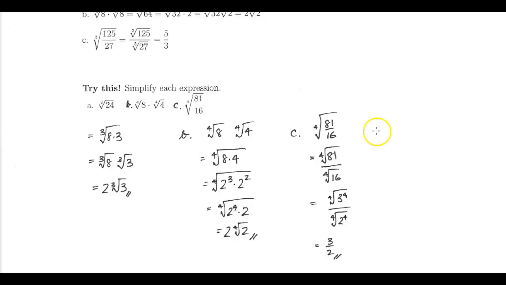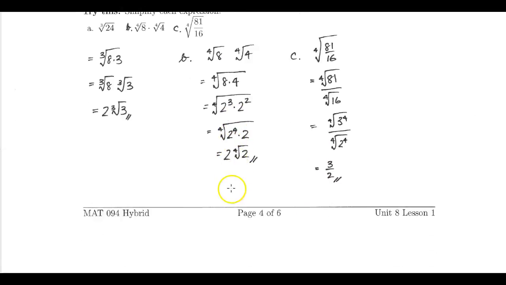And in part C, we can use the quotient rule. So the 4th root of 81 over 16 is a 4th root of 81 over the 4th root of 16. 3 to the 4th is 81, and 2 to the 4th is 16. And the 4th root of 3 to the 4th is 3, and the 4th root of 2 to the 4th is 2. So we get 3/2.